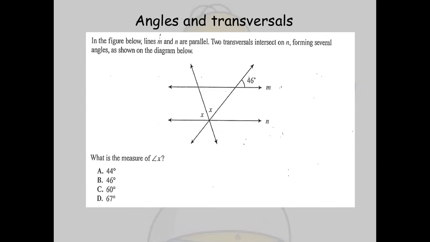And our last problem when we're dealing with angles and transversals: in the figure below, lines M and N are parallel. Two transversals intersect on N, forming several angles as shown on the diagram below. What is the measure of angle X? That's a good one.